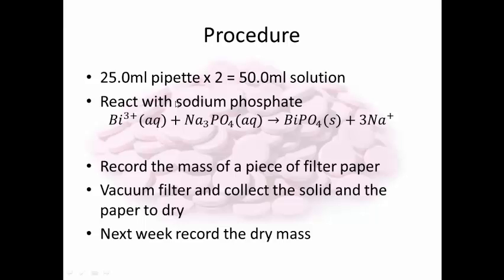So now we have a 250 milliliter volumetric flask that contains all of our bismuth ions, and we are going to react 50 milliliters of it with sodium phosphate solution. And this is a precipitation reaction because we make a solid product. And then we are going to filter again.